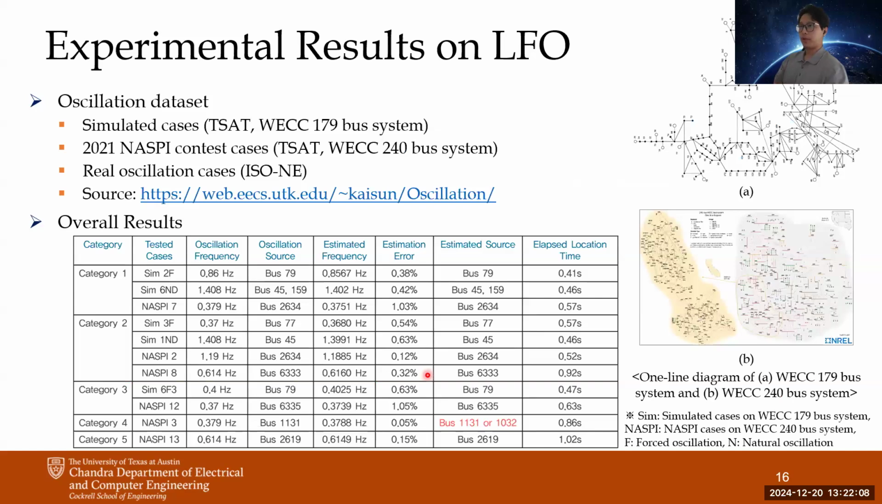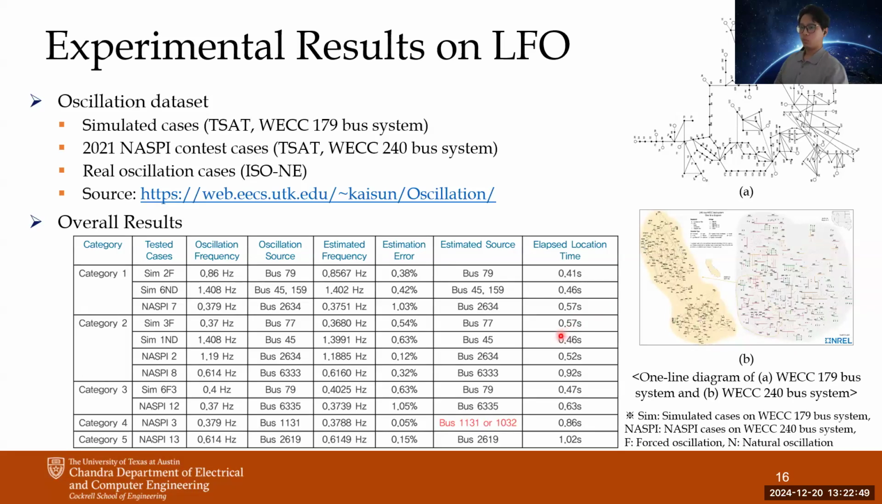So we applied our proposed method to this data set, which includes two simulation cases on double CC systems and one real oscillation case provided by ISO New England. And I think lots of you are already familiar with this data set because we can download it from Dr. Sen's homepage. From the table below, you can see the results of the proposed method. In most of the cases, the proposed method can locate the oscillation source as well as the accurate oscillation frequencies within a very short elapsed time, less than 1 second.